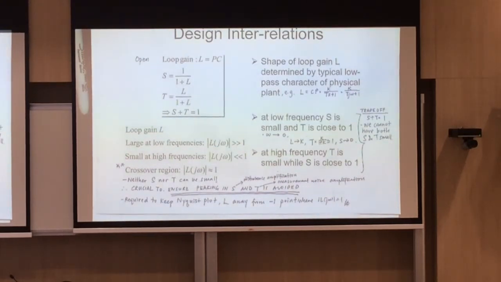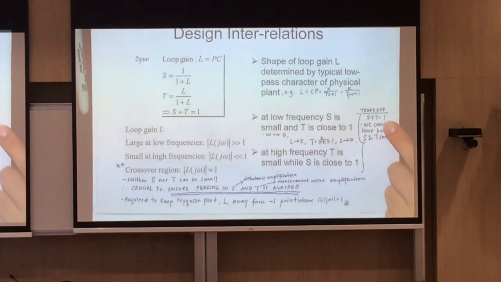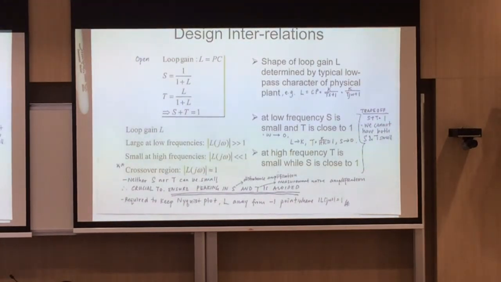But S plus T is 1. Can S and T be 0 at the same time? No. S is 0, T is 1. T is 0, S is 1. That's a trade-off. So what do you want to do? We can't have both S and T small. And we look at our crossover region. Remember, L is somewhere near 1. And that is the very critical region, right? So neither S nor T can be small.